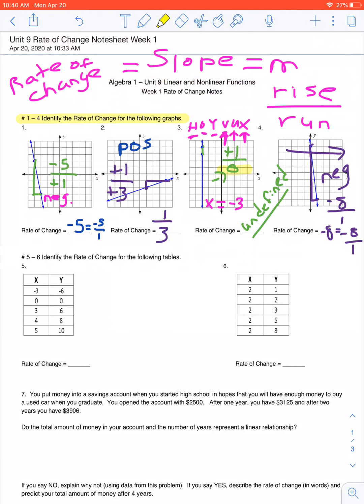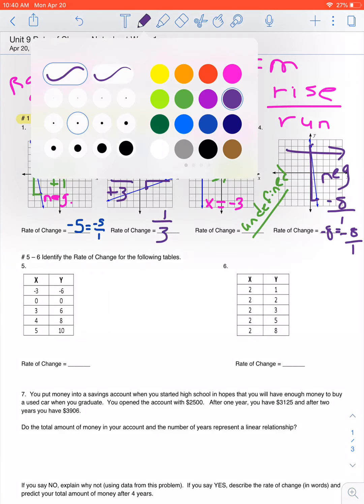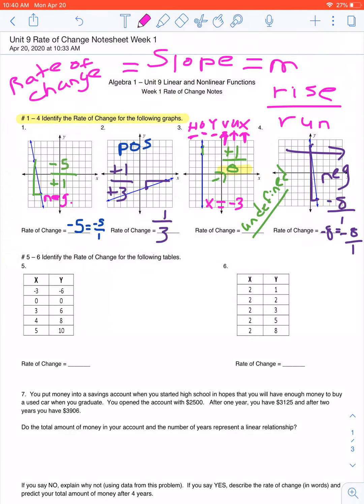So yesterday, if you see from my notes here, we talked about how to find the rate of change off a graph and figure out if it was positive, negative, or undefined, and we also learned our VOX. A horizontal line will have a zero slope and it's always y equals where it crosses the y-axis. A vertical line will always have an undefined slope and it'll always be x equals where it crosses the x-axis.